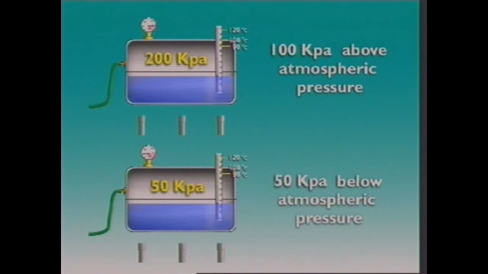Raising pressure above atmospheric pressure increases the boiling point. Lowering it below atmospheric pressure lowers the boiling point. So changing water pressure can change the temperature at which it boils.